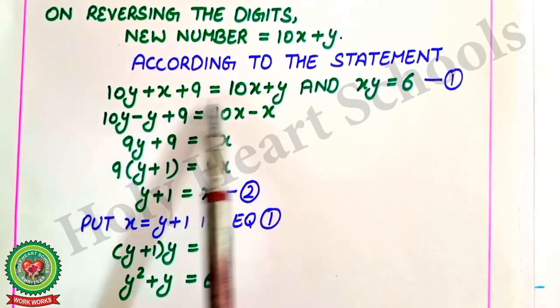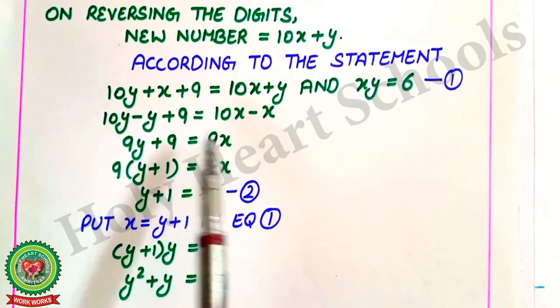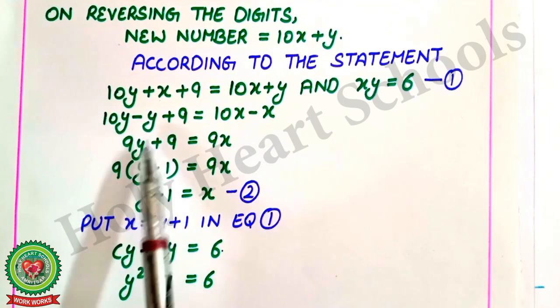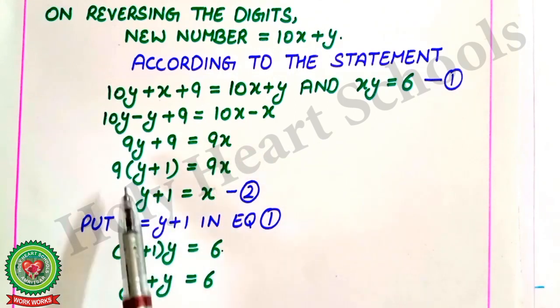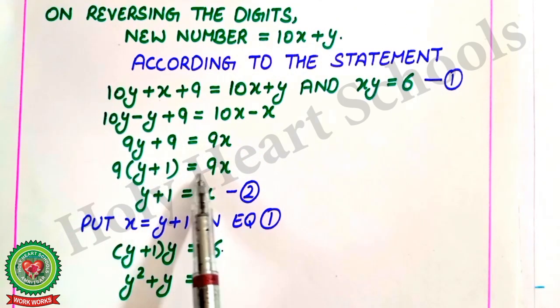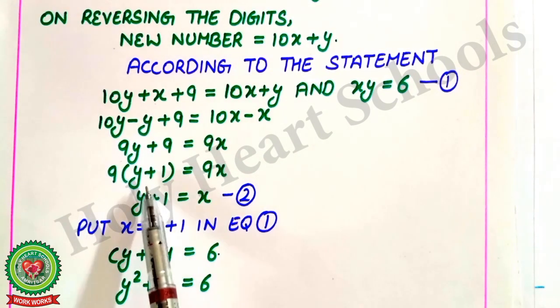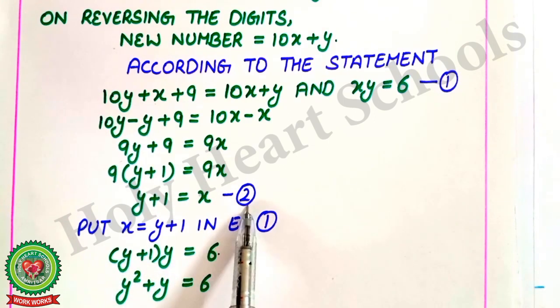Now from here, after collecting like terms, 10y minus y plus 9 equals 10x minus x. Then 10y minus y is 9y, plus 9 equals 9x. From here 9 is common. So 9 into (y plus 1) equals 9x. So 9 is cancelled from here. Then y plus 1 equals x. This is the second equation.